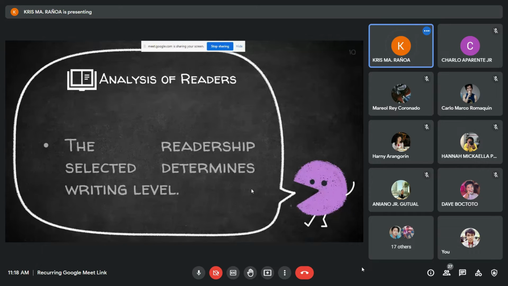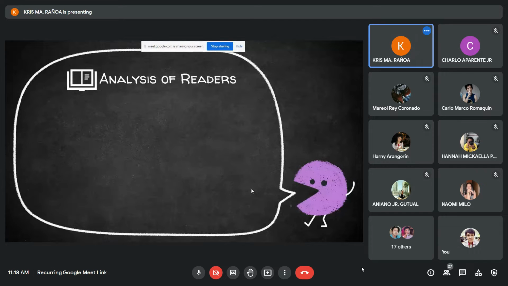Next is the readership selected determines writing level. So, ang imong writing level is the level lang sa knowledge sa imong readership. Example, if architect na mga technical term, mga architect ra siya mabasa ana. Tapos pag ang civil engineering mabasa ang architect na technical term, di sila kasabot ana. So, ang imong writing level kay ka level lang jud sa imong readership.